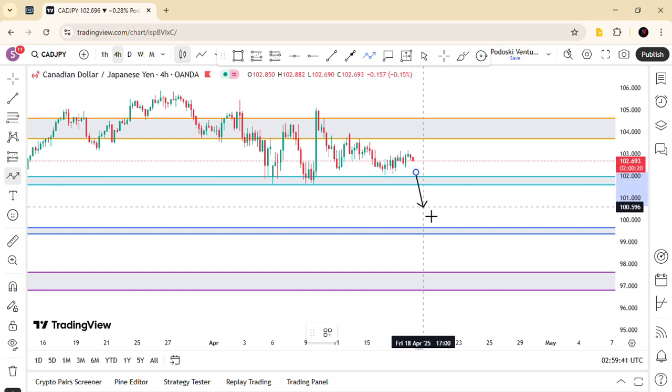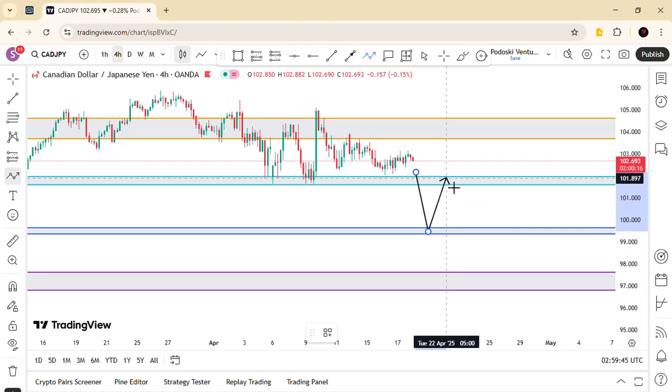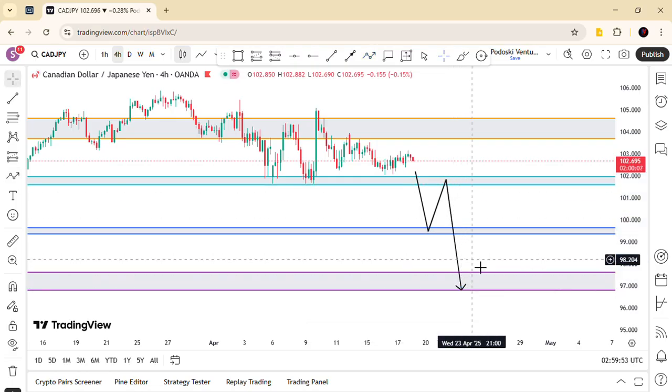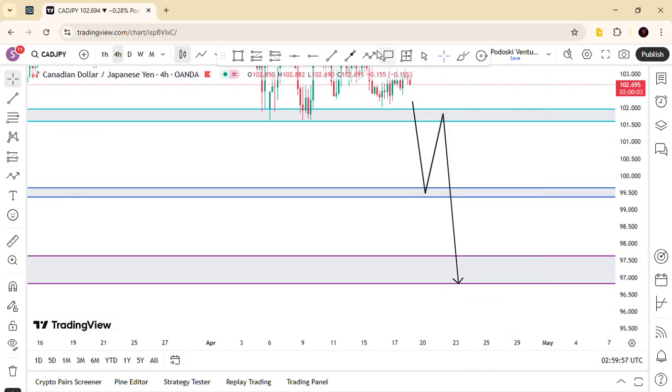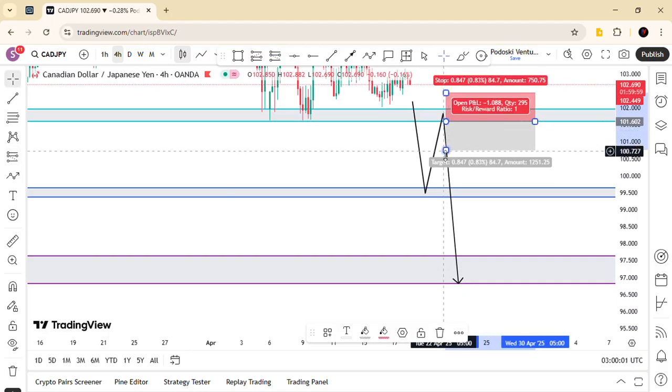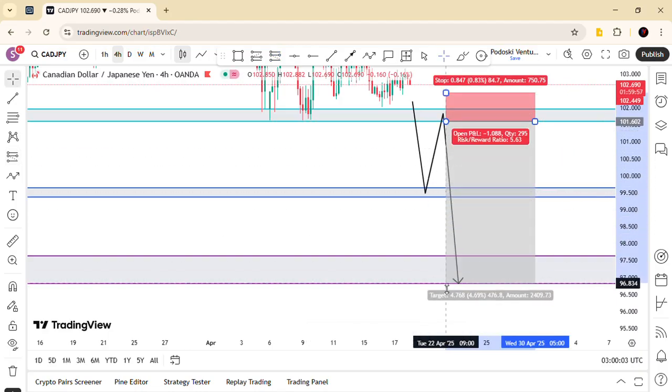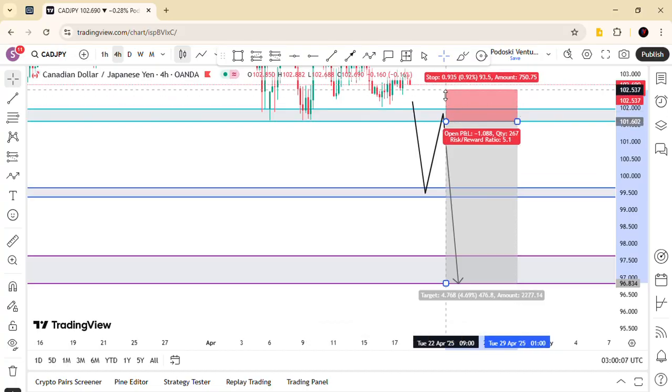We wait for price to break out of the consolidation zone, come back for a retest, then we take the sell from here all the way to the monthly lower zone. So this is how we prepare for the entry on CAD JPY.